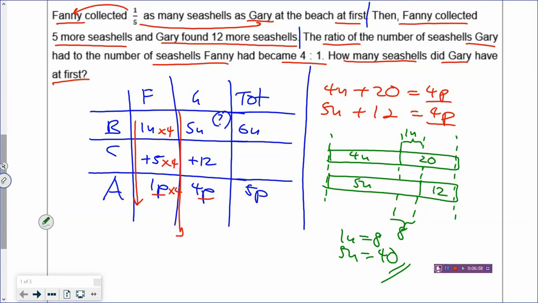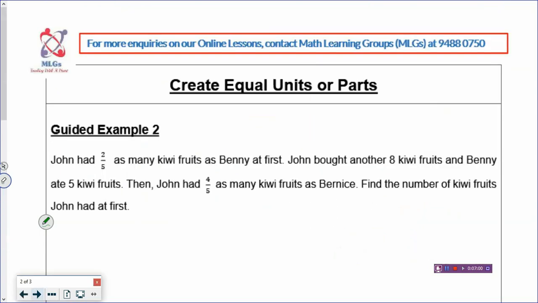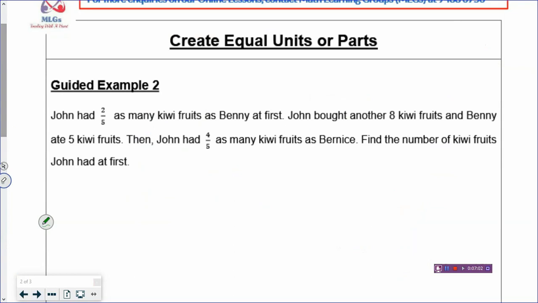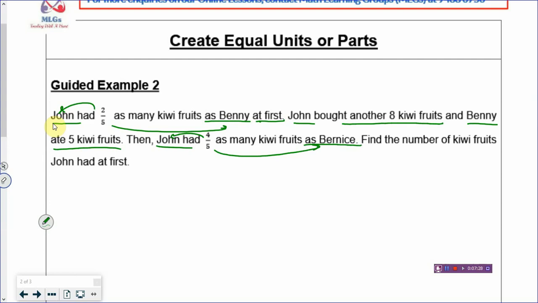Okay, let's go to the next example. Question number 2, and let's read. John had 2/5 as many kiwi fruits as Benny at first. Now, when you see fractions, you have to arrow point, because you need to know how to break out the fraction to draw the model or to put into the boxes, which is the table method. John bought another 8 kiwi fruits and Benny ate 5 kiwi fruits. Then John had 4/5 as many kiwi fruits as Benny.